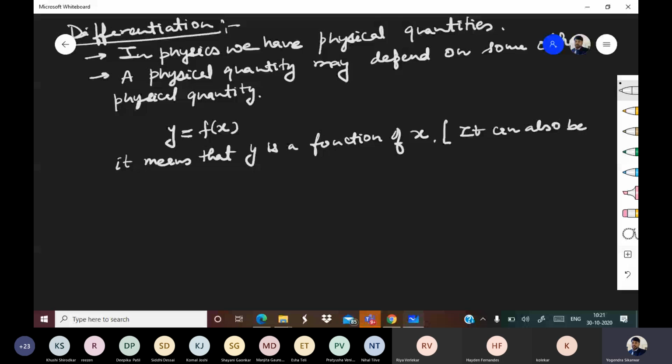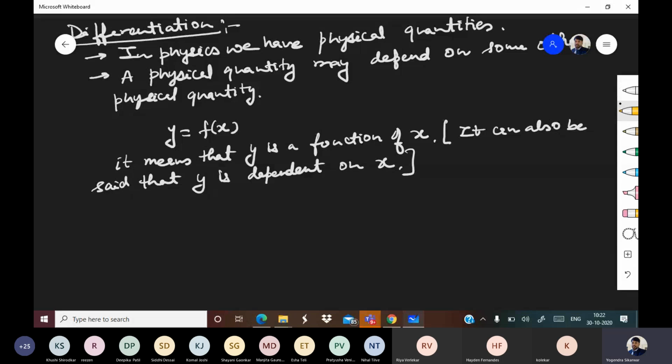It can also be said that y is dependent on x. Okay. Now, what do you mean by dependency? Dependency means as the value of x will change, value of y will change. As the value of x will change, value of y will also change, right? Now, you might think that why all this we are studying here in topic differentiation. We are doing it because differentiation is related to it.